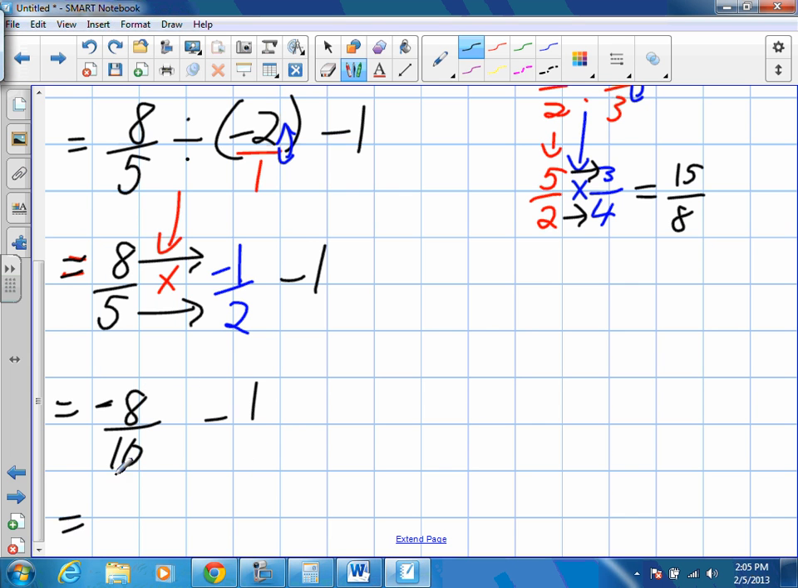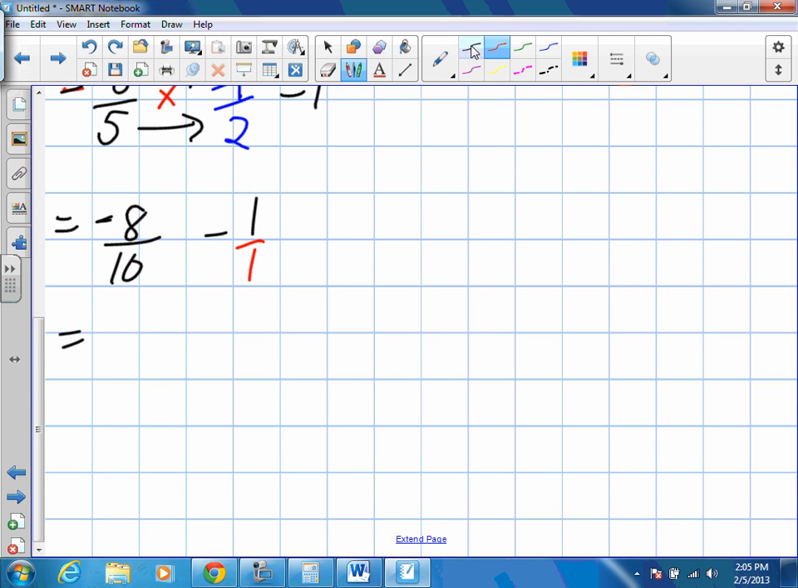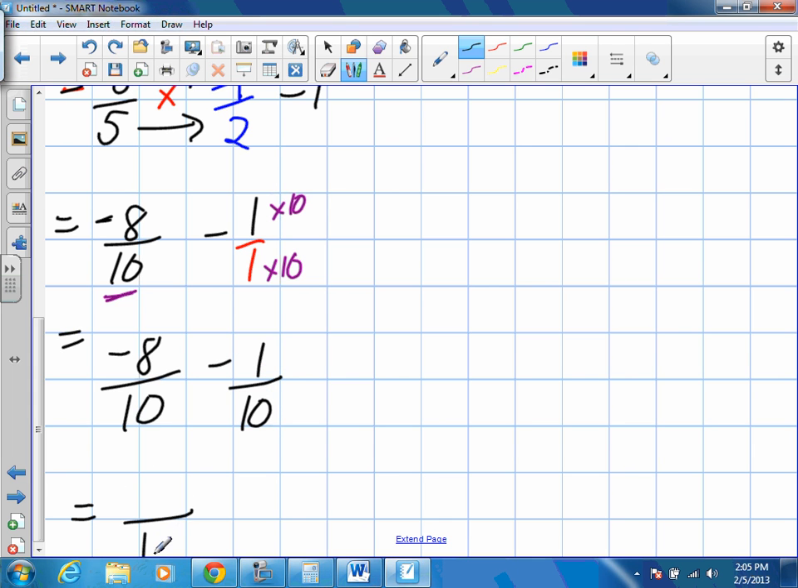Now we're subtracting where our denominators have to be the same. I can turn 1 into a fraction by, again, putting it above 1. The denominators need to be the same, so we're going to multiply both the top and the bottom by 10 to get a denominator of 10. -8/10, subtract 10/10. When we answer, our denominator will be the same because it's subtraction.